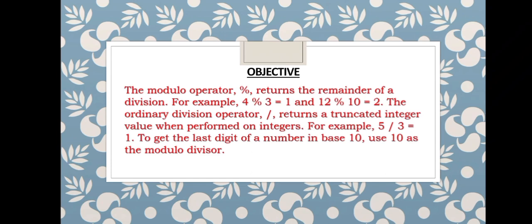The final statement given to us is: to get the last digit of a number in base 10, use 10 as the modulo divisor. It's a clue for our code. They say that if we use modulo 10 on the given 5-digit number, we get each digit of the number so that we could add them to find the sum. We can see this in detail in a while. It's just a clue for our code.